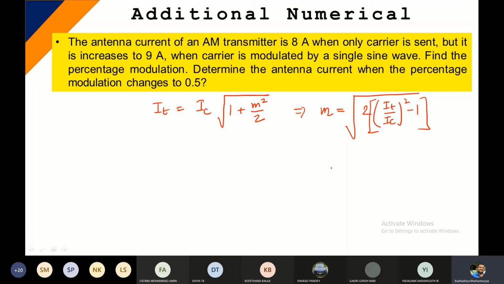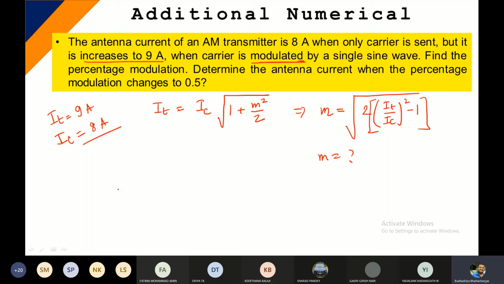Now in this case, your IT is 9 amps. So IT is given by 9 amps because it increases to 9 amps when it is modulated. After modulation, we are getting IT as 9 amps. The carrier, which is unmodulated, is 8 amps. So you can substitute here and you can get the corresponding answer.